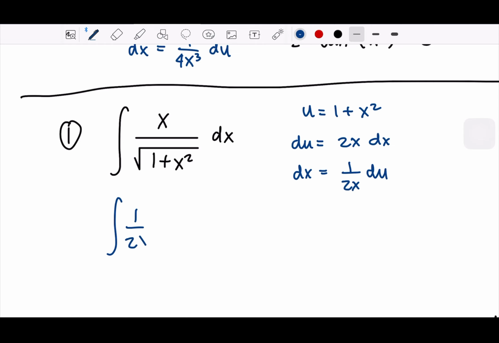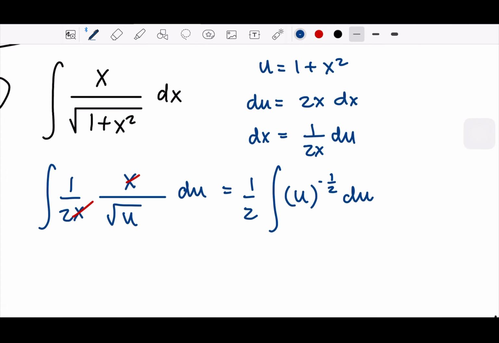We have 1 over 2x, let me write it like this, and this will be square root of u, and this will be du. So we can cancel all this and move the 1 over 2 outside. So we have the integration of 1 over square root of u, or we could write u to the power of negative 1 over 2 du.